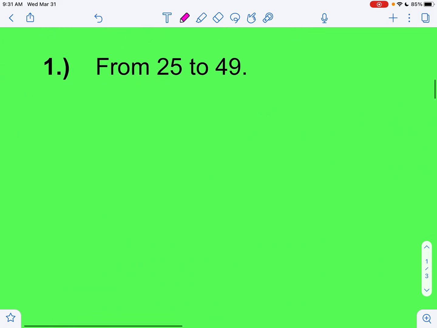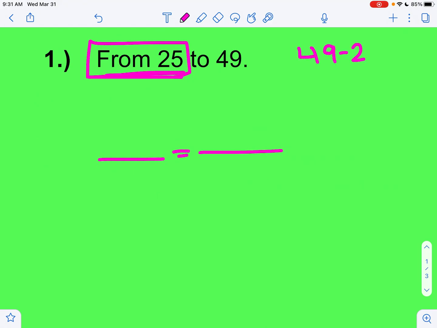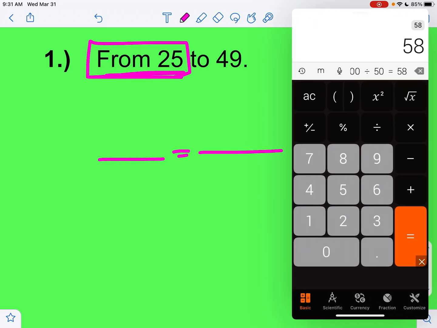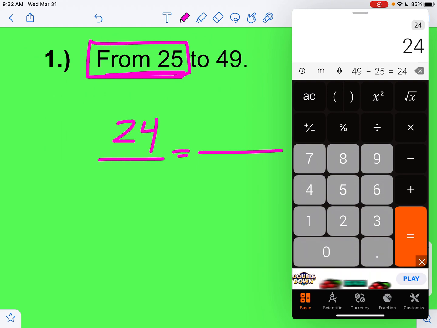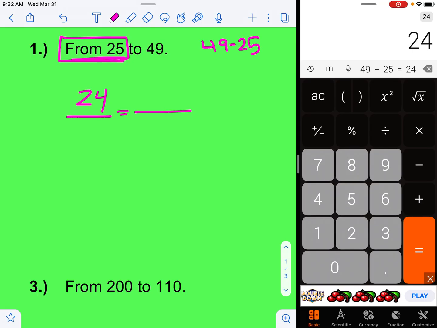Alright, so we have 4 percent change problems. Let's go ahead and get started. We are going from 25 to 49. So whenever it says from 25, that's your original. If it helps to box it so you remember, I would do so. Okay, so we need to find our amount of change. So we can go ahead and subtract 49 minus 25. And if you don't want to do it by hand, you can grab your calculator. 49 minus 25 is 24. So that is our top number. And then our original amount, that was 25.